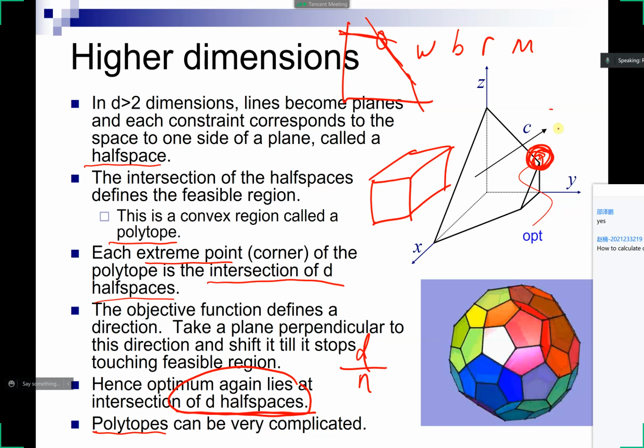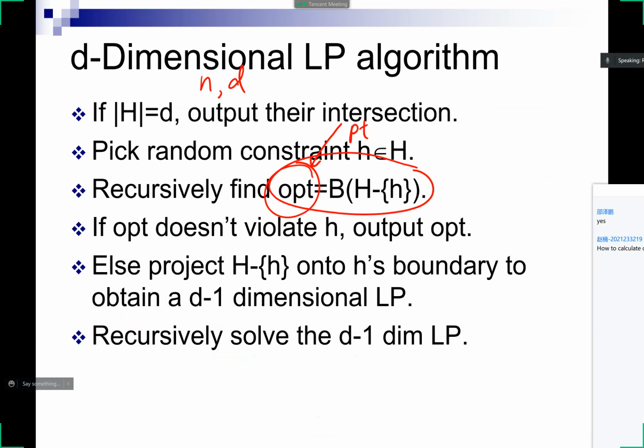Now you're going to take this point, and you're going to see whether this point violates the constraint that you took out. If your constraint is like everything on this side and your optimum point is over here, then it violates that constraint. But if the optimum is over here, then it does not violate that constraint.